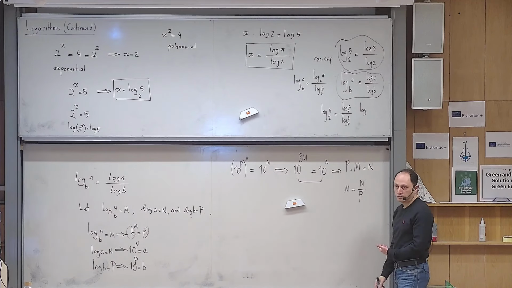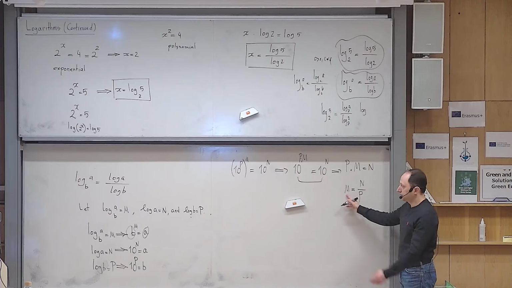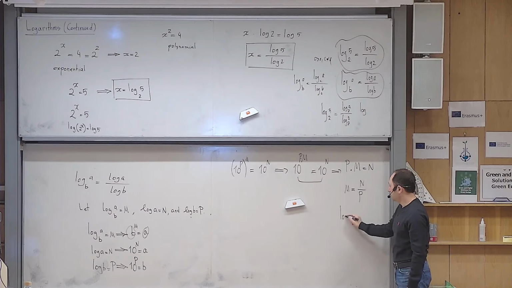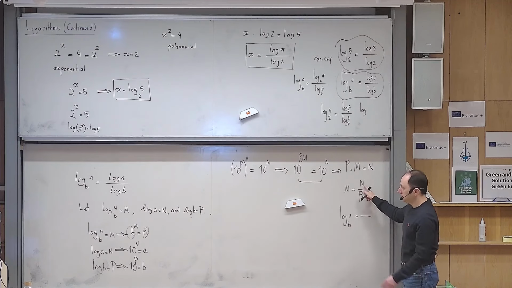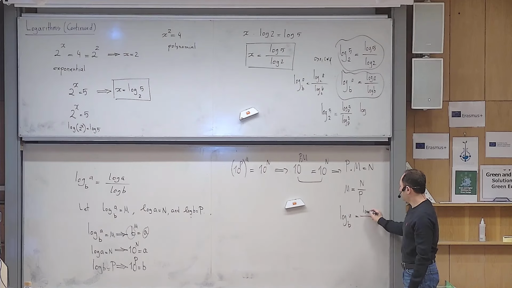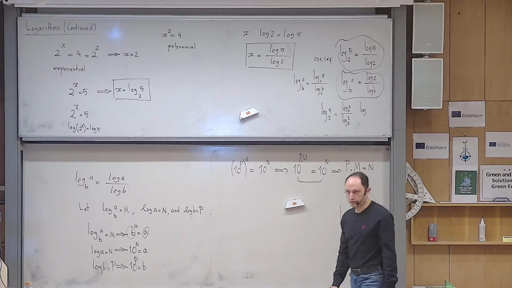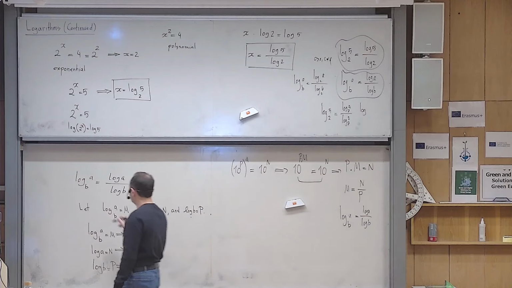Do you agree? Okay, but what was m? Look, m was logarithm of a to the base b. What was n? N was logarithm of a. What was p? It was logarithm of b. So that is the general proof for this formula. But that's a very, very handy formula.